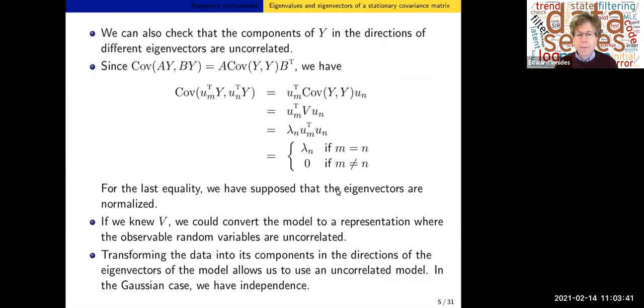Okay, so the nice thing about time series analysis, which we're going to see, is that we do know what these eigenvectors are. They're essentially the sine cosine basis. And so we can map to that basis, and then we live in a happy, uncorrelated world. If things are Gaussian, then uncorrelated implies independence. So that's even more convenient.